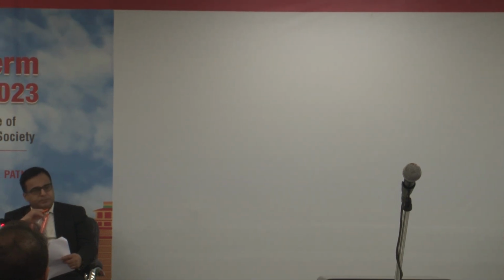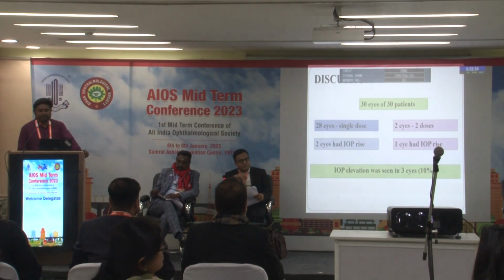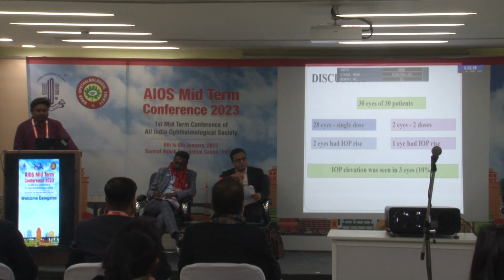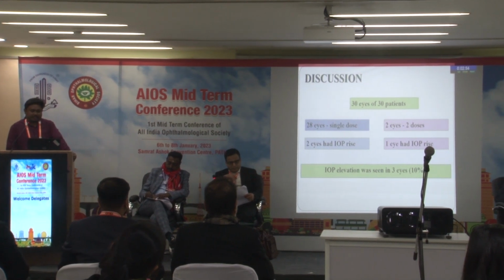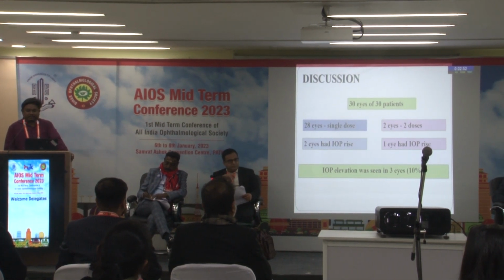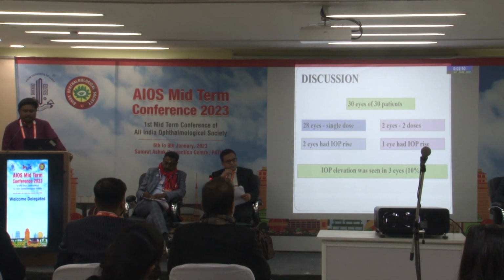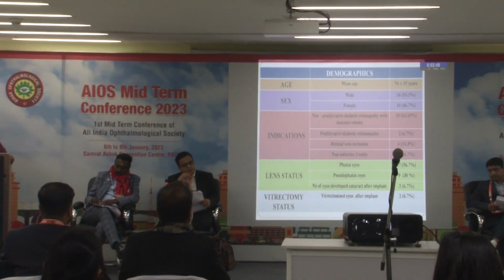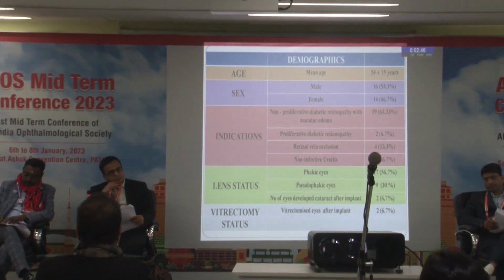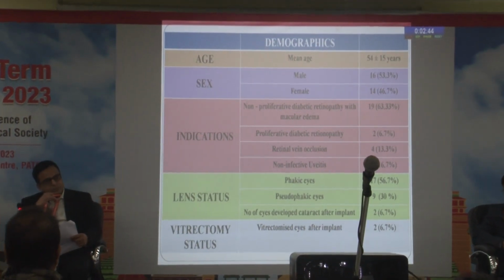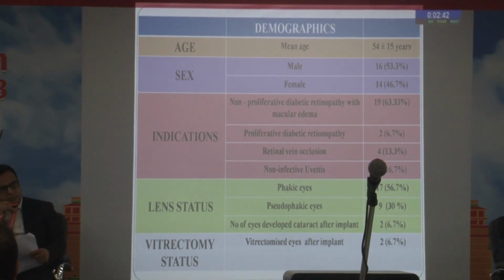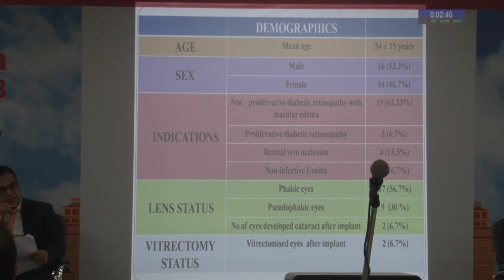Among those 28 eyes, 2 eyes had an IOP rise, and among the 2 eyes which received 2 doses, a single eye had an IOP rise. So in total, IOP elevation was seen in about 3 eyes, which contributes about 10% of the cases, and they were treated with topical anti-glaucoma medications. The mean age of the study population was about 54 plus or minus 15 years, of which 16 were male and 14 were female.